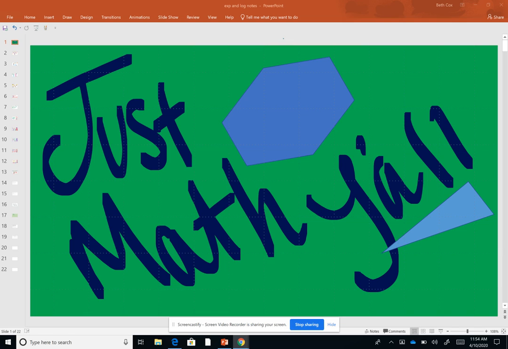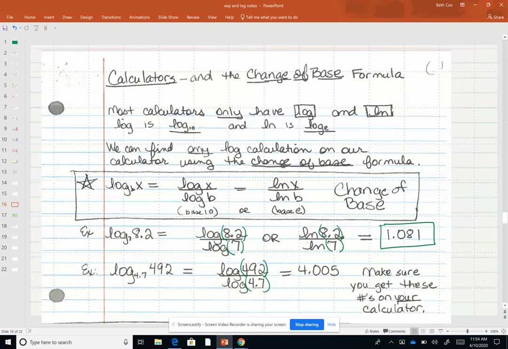How's everybody today? Today we're going to be looking at using our calculator to calculate logarithms. So, here we go. Calculators and the change of base formula. Most calculators only have log and ln. That means most calculators just have log base 10 and log base e. And so these are the only buttons that many calculators have.